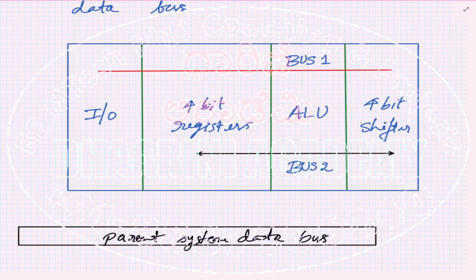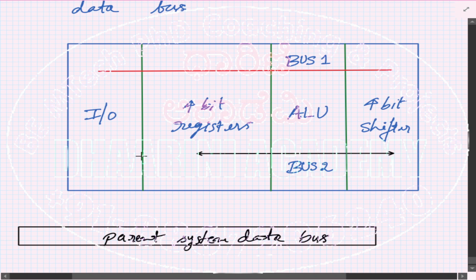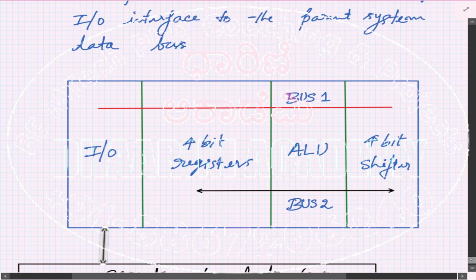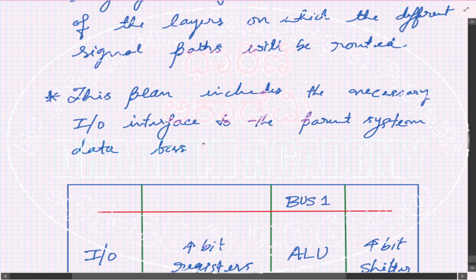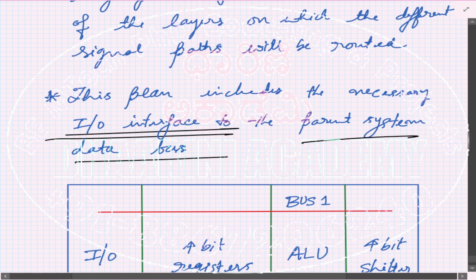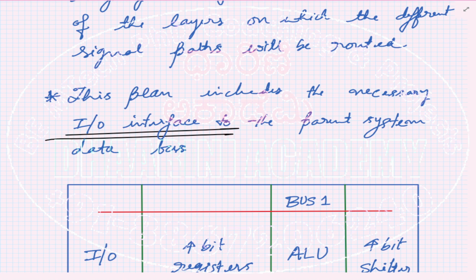Which means there has to be a technique to access them through IO. So you see the IO is actually connected in this way. The parent system's data bus is connected through IO. Whichever IO interface you are using, you can use it to access this. This is what has been mentioned earlier: it includes the necessary IO interface to the parent system data bus. So you have to show that here.